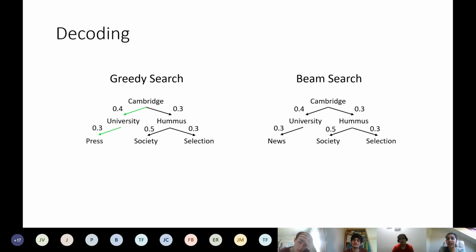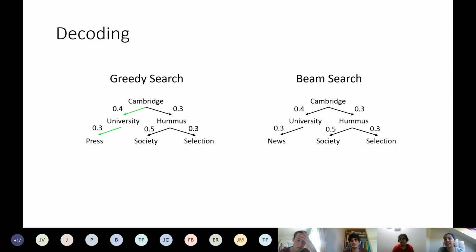Whereas if you did a beam search, and let's say your beam width is 2, you would pick the two highest probabilities. In this case, you have to pick both of them. You look at university and hummus. Then for each one, you would look at the most likely next 2 words.